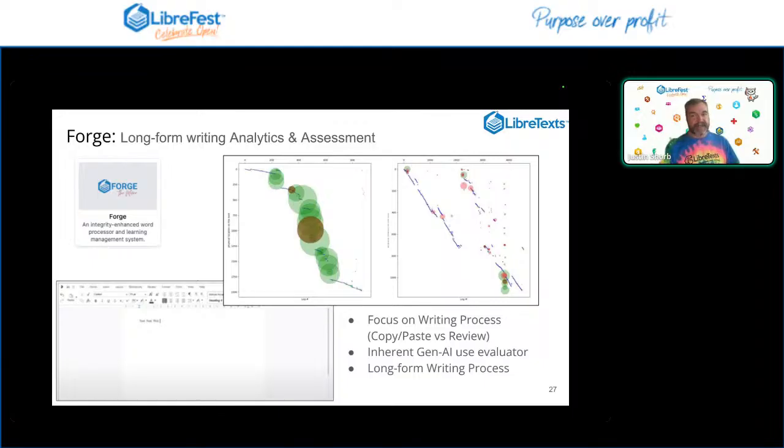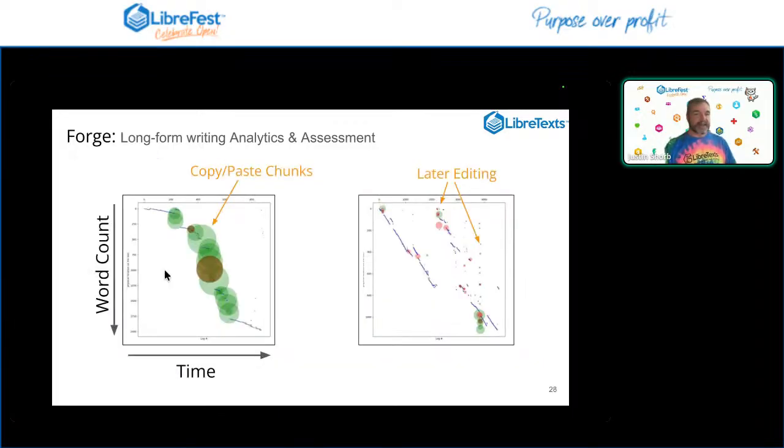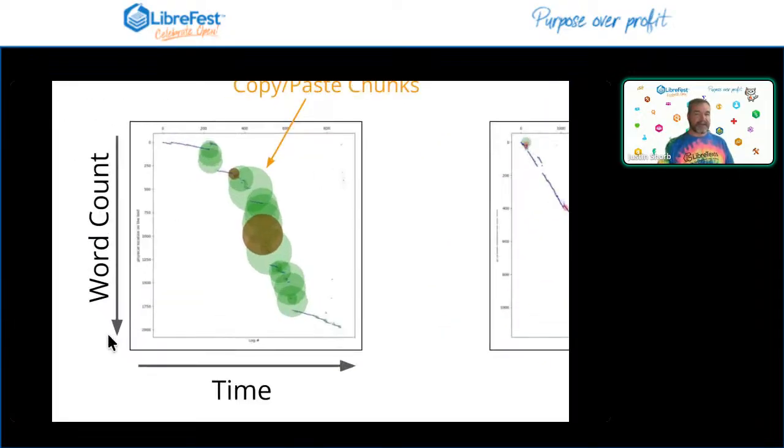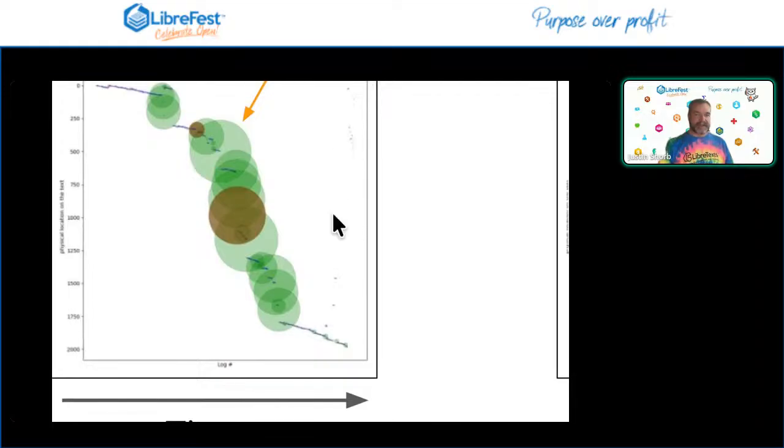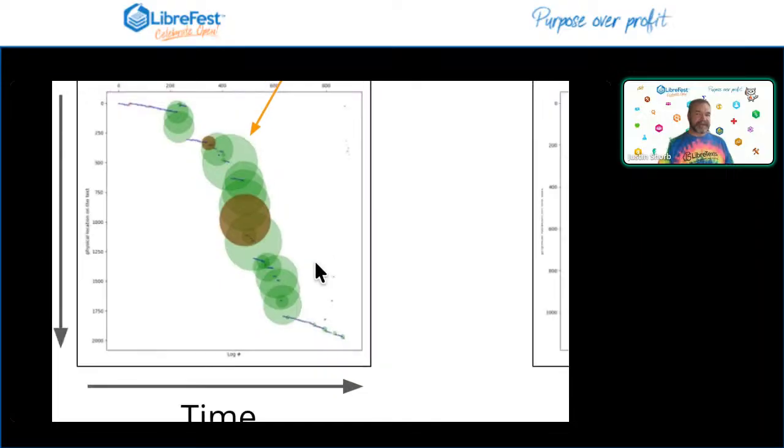So, for instance, here you have students who started off at time 0 with 0 words, and they wrote, and these green bubbles mean they copied and pasted, copied and pasted, copied and pasted. Then they wrote some more, they deleted a chunk, they copied and pasted, copied and pasted, copied and pasted. And these little speckles along the edge, which you may not even be able to see because it's so small, are where they went back to earlier in the essay and made some edits.